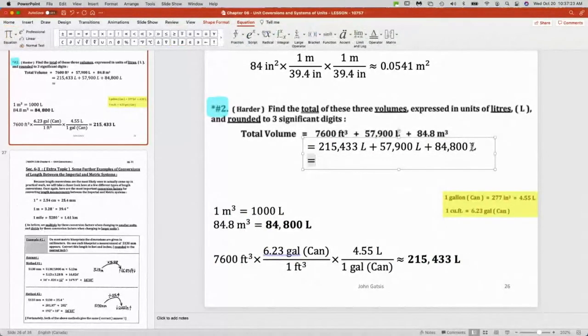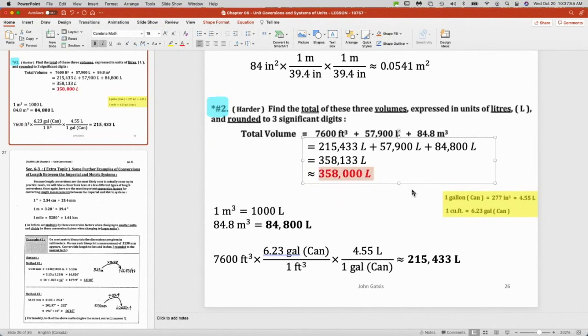And I'll just add them up first. I'm just adding them up on my calculator and getting 358,133 liters. But the question says three significant digits, so the final answer will be 358,000 liters. And that, my friends, is enough math for today.